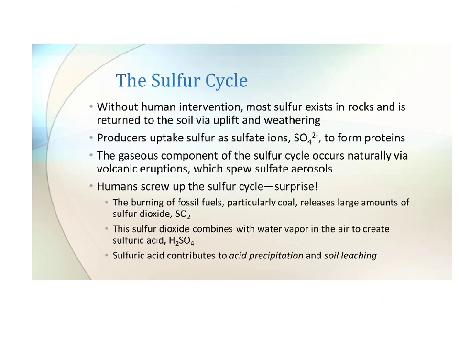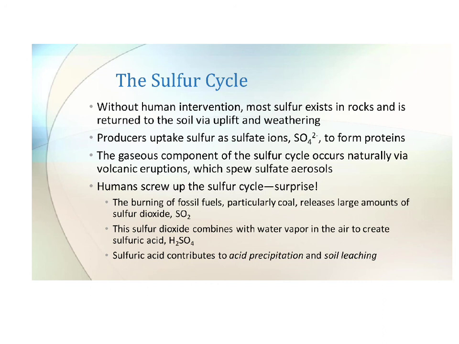Sulfur cycle. This is the last of our cycles. So without human intervention, most sulfur exists naturally in rocks and is returned to the soil via uplift and weathering. Producers uptake sulfur as sulfate ions, which is SO4 2 negative, to form proteins. So sulfate ions is how plants prefer to grab their sulfur. And of course, they're creating proteins with those. The gaseous component of the sulfur cycle occurs naturally via volcanic eruptions, which spew out things called sulfate aerosols.